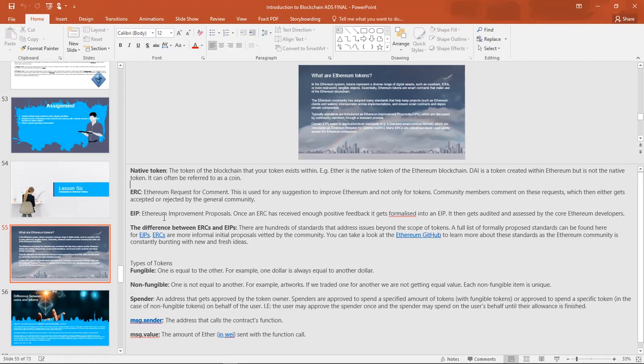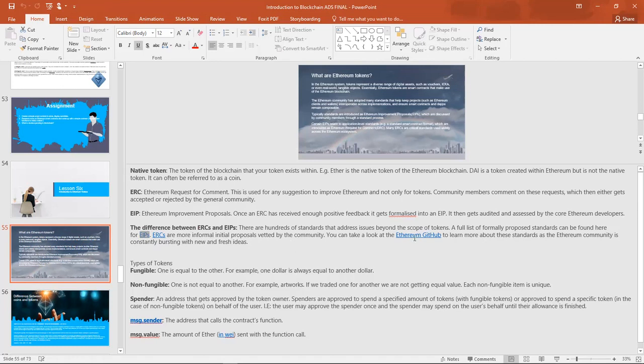So we have another one, which is the EIPs. I mentioned it. That is Ethereum Improvement Proposal. Once an ERC has been reviewed or has received enough positive feedback, it gets formalized into an EIP. It then gets audited and assessed by the core Ethereum developers. The difference between ERCs and EIPs is that there are hundreds of standards that address issues beyond the scope of tokens. A full list of formally proposed standards can be found online. I'll give you the address where you can learn more about the major improvements and proposals. So ERCs are more informal initial proposals vetted by the community.